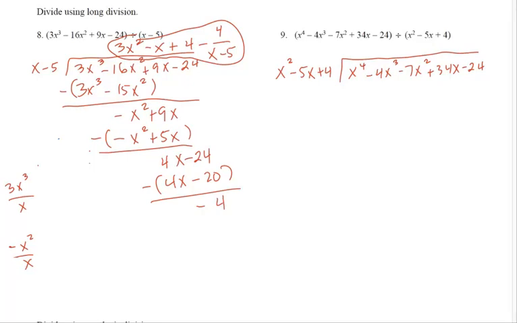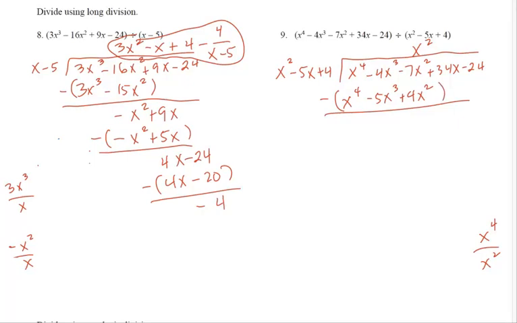So this first division is actually going to be x to the 4th being divided by x to the 2nd. And you subtract exponents, and that gives you x to the 2nd. Now multiply. So x squared times x squared, x squared times negative 5x, x squared times 4.